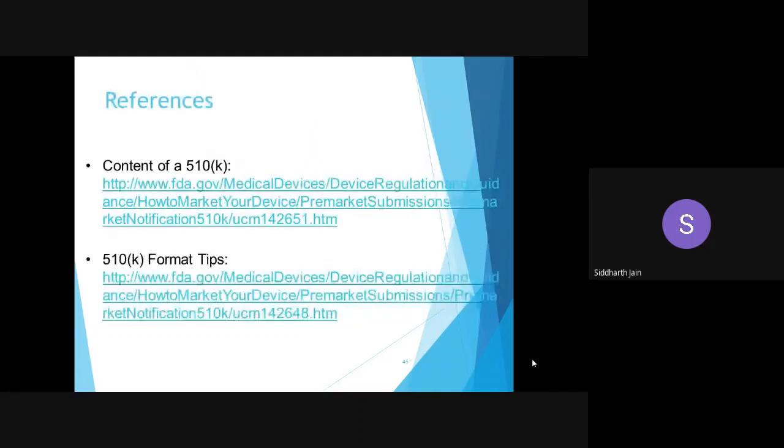So with respect to this difference, you can see the content of a 510K and the format tips for preparing your 510K documents. The next slide.